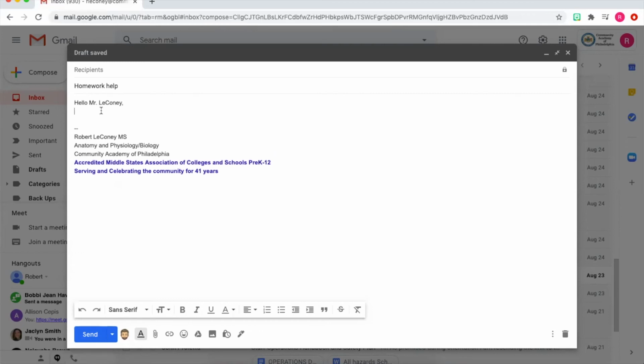And then start with what it is you're here to talk about. I am writing to ask about blah, blah, blah. Or I would like clarification on blah, blah, blah. Keep it short and to the point, and then go into what your question is. I did not understand what you meant when in this part of the directions. Could you please clarify that? Whatever you want to ask.